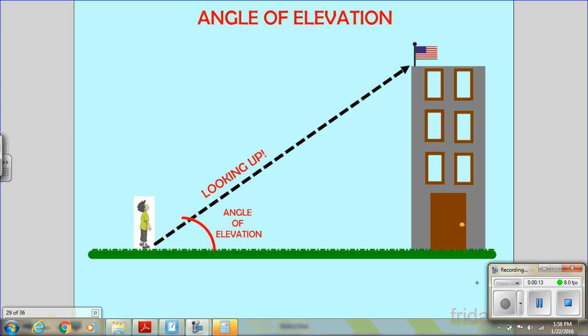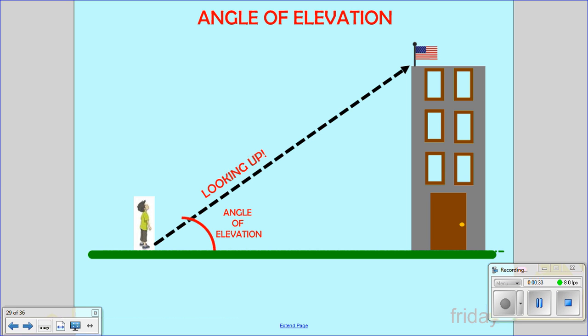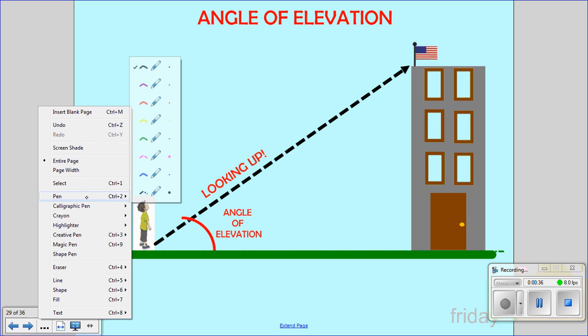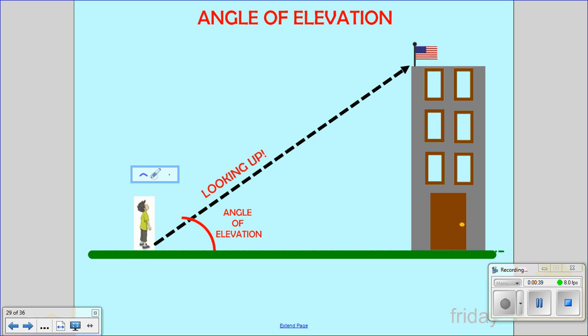An angle of elevation is formed from a person or item when they look up towards another object. So the angle of elevation is the angle formed by the horizon and you looking up at the object. You look up here, there's the horizon, and the angle in the corner of those two lines is your angle of elevation.